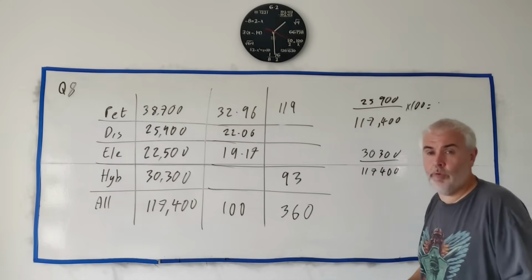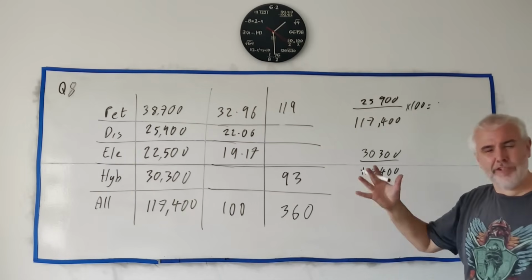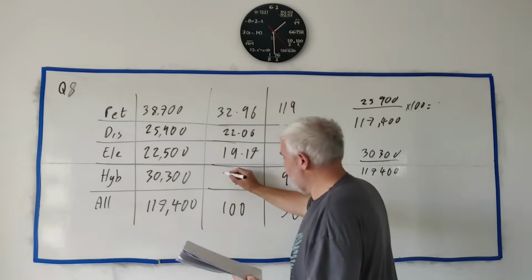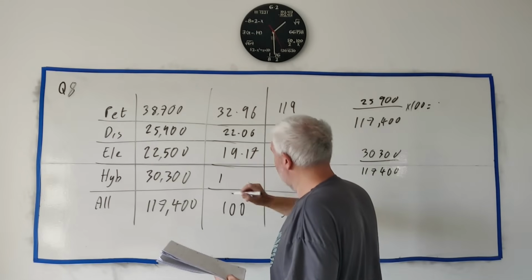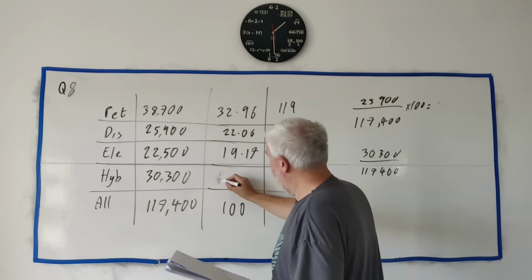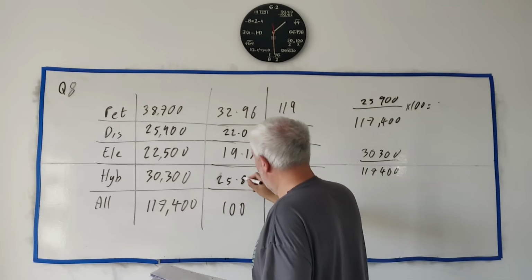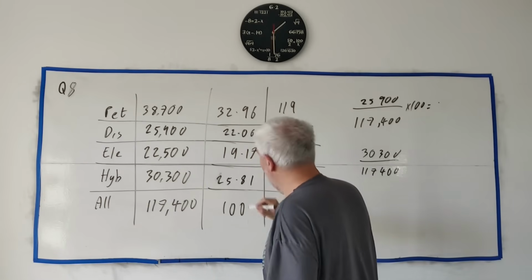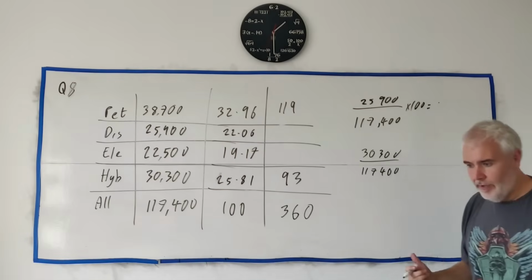It'll tell you 25.81%. That's how you find percentages. You need to be able to do that if we're looking at any data.